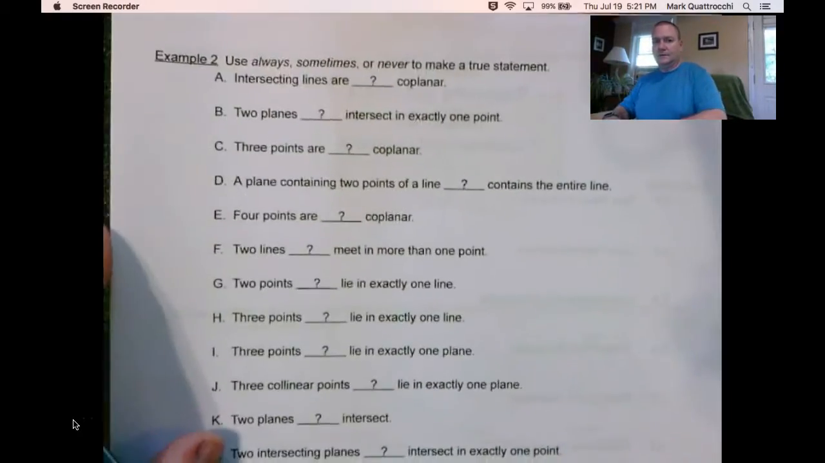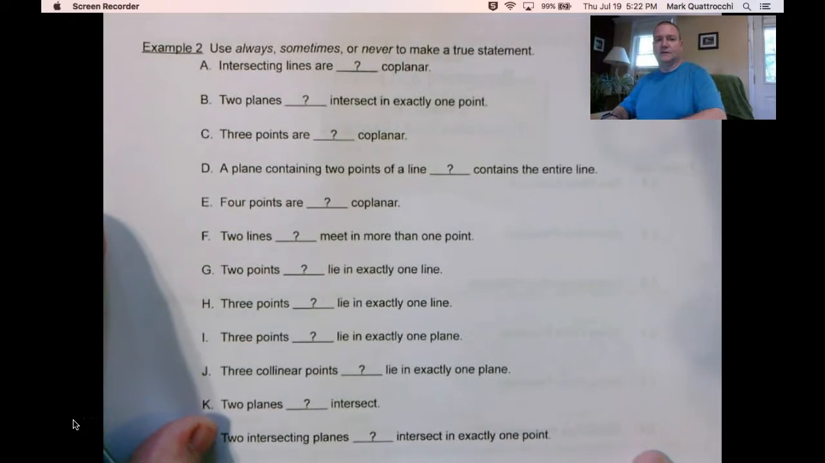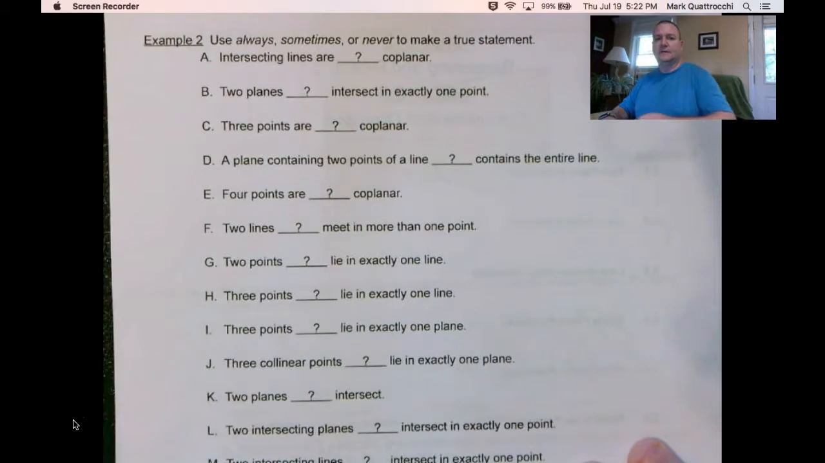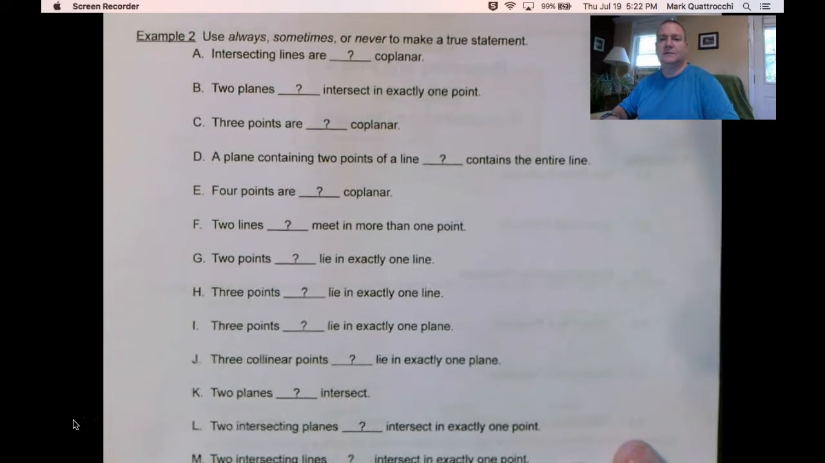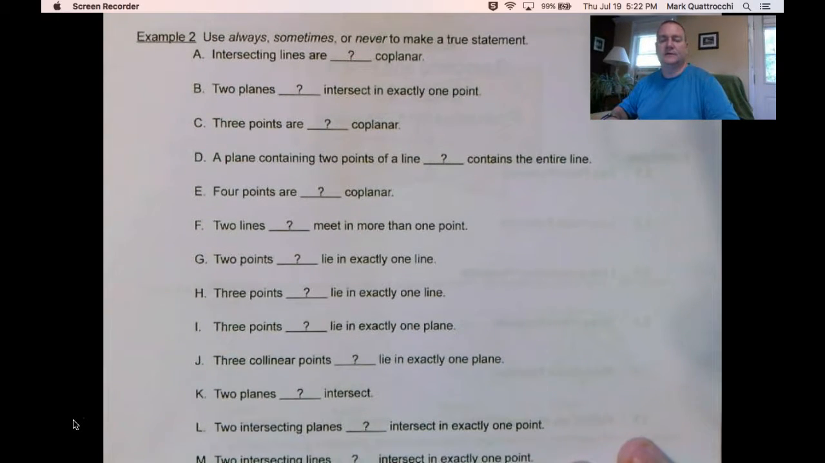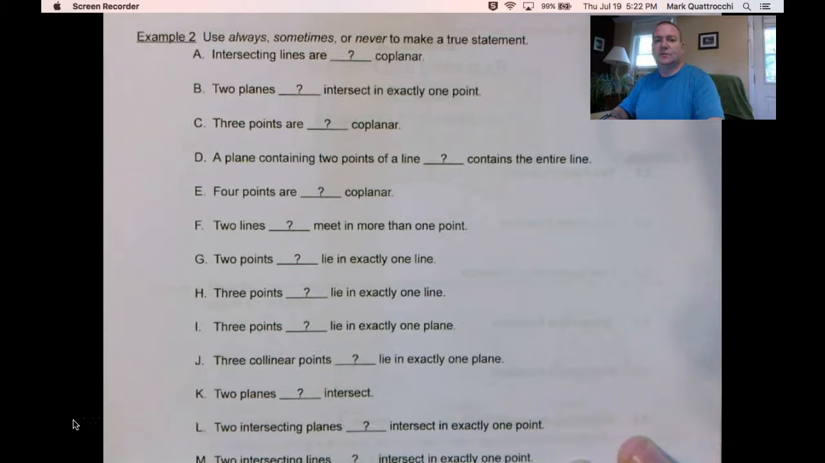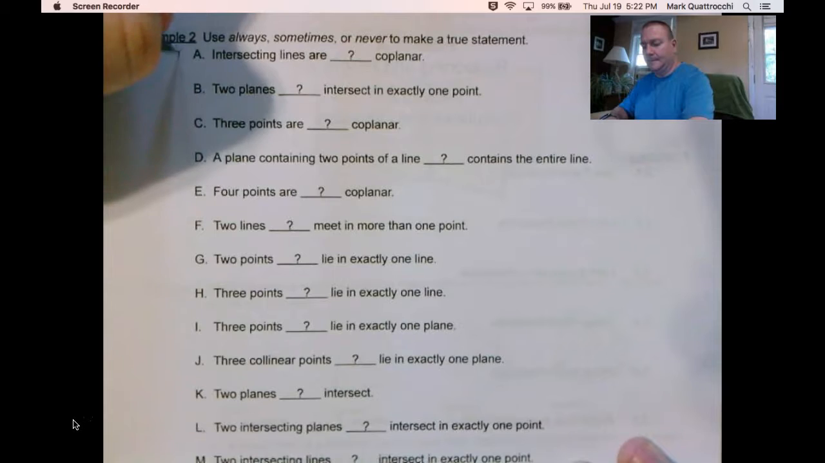Example 2 is a whole bunch of always, sometimes, and never questions, and these can be tricky. You would think something where it's just a choice of 3 simple answers would be simple, but they're really not. Sometimes they can be very tricky. So let's take a look. Intersecting lines are always, sometimes, or never coplanar. So this is a fairly simple, straightforward one. Intersecting lines are always coplanar.